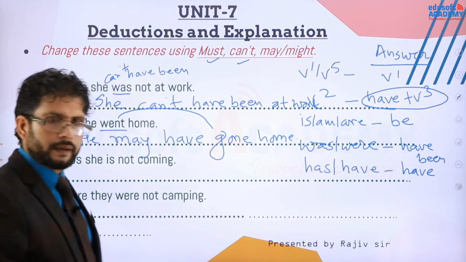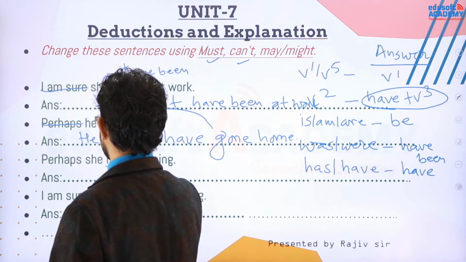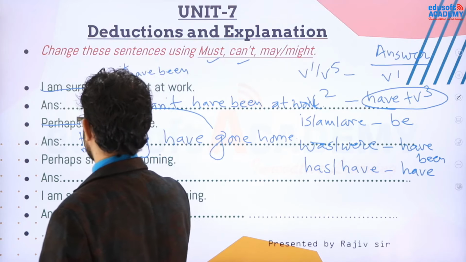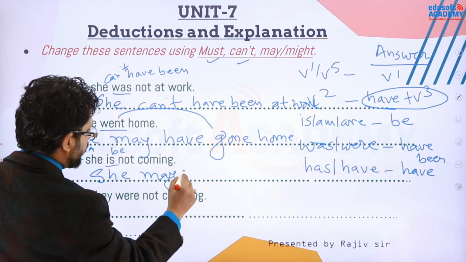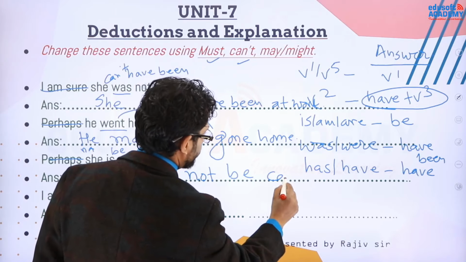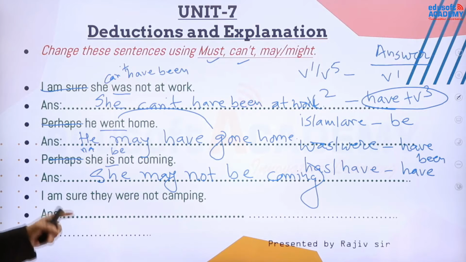Perhaps she is not coming. "Is" changes into be, and it is perhaps, so may not. May not, we write it. How do we write? She may not be coming. Is the answer. Similarly, I'm sure they were not camping.